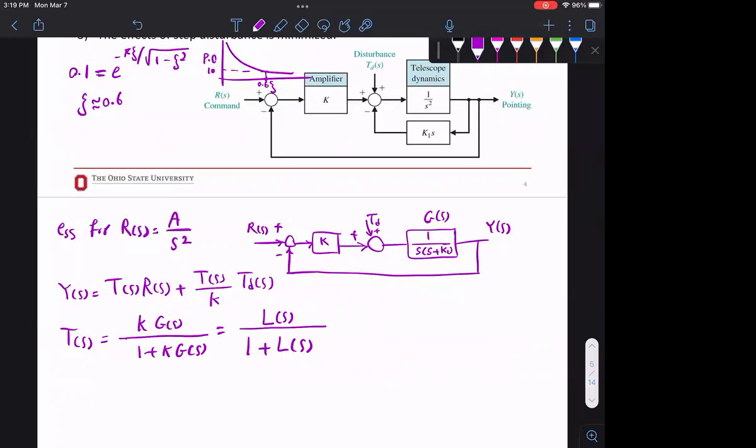So why is loop gain important? What is the loop gain here? Do you remember from the graph, the diagram? What's the loop gain?